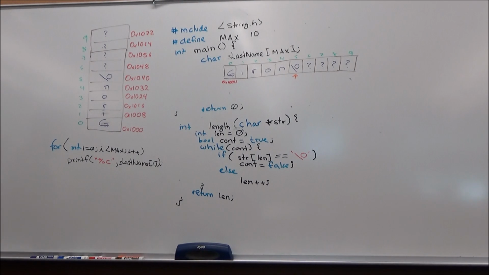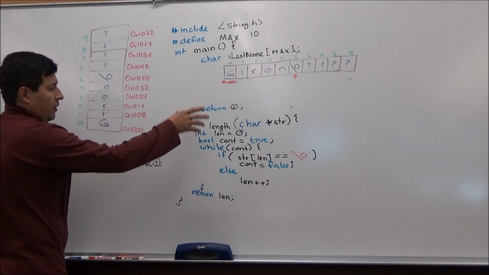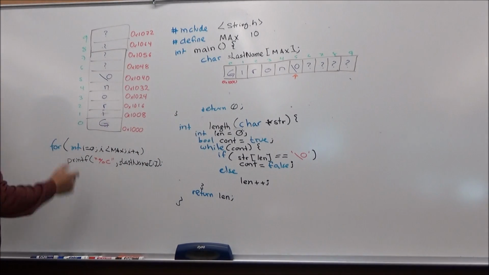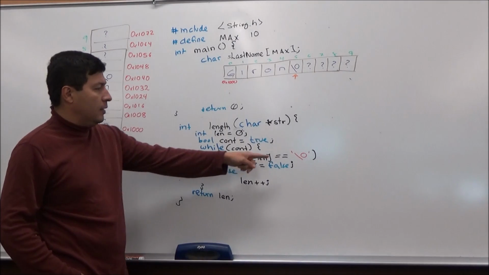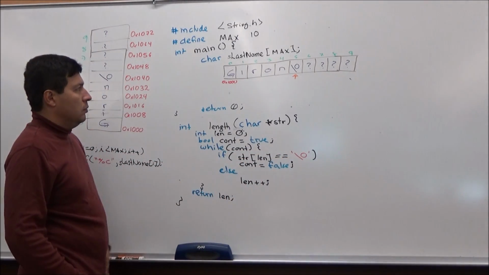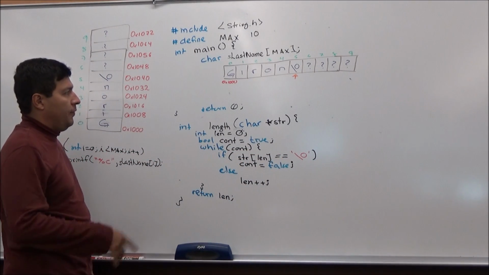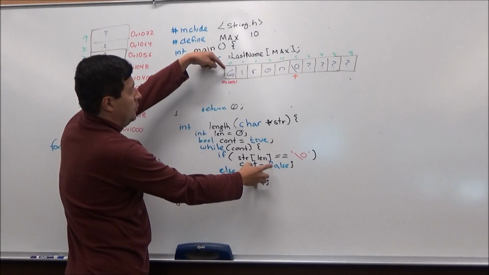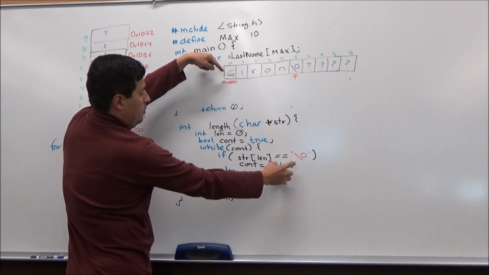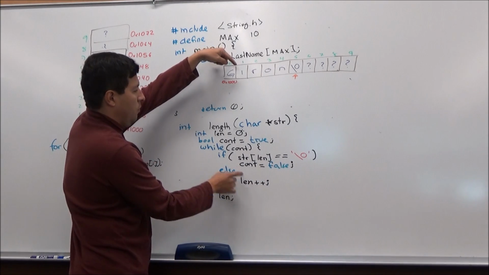I pass a pointer, treat it as an array. I start at length 0. I mean, there's nothing in the string yet, and I loop until I find this. So let's see if this one works. It starts at 0, is 0 equal to null? No. Then increment length. So now its length is 1.